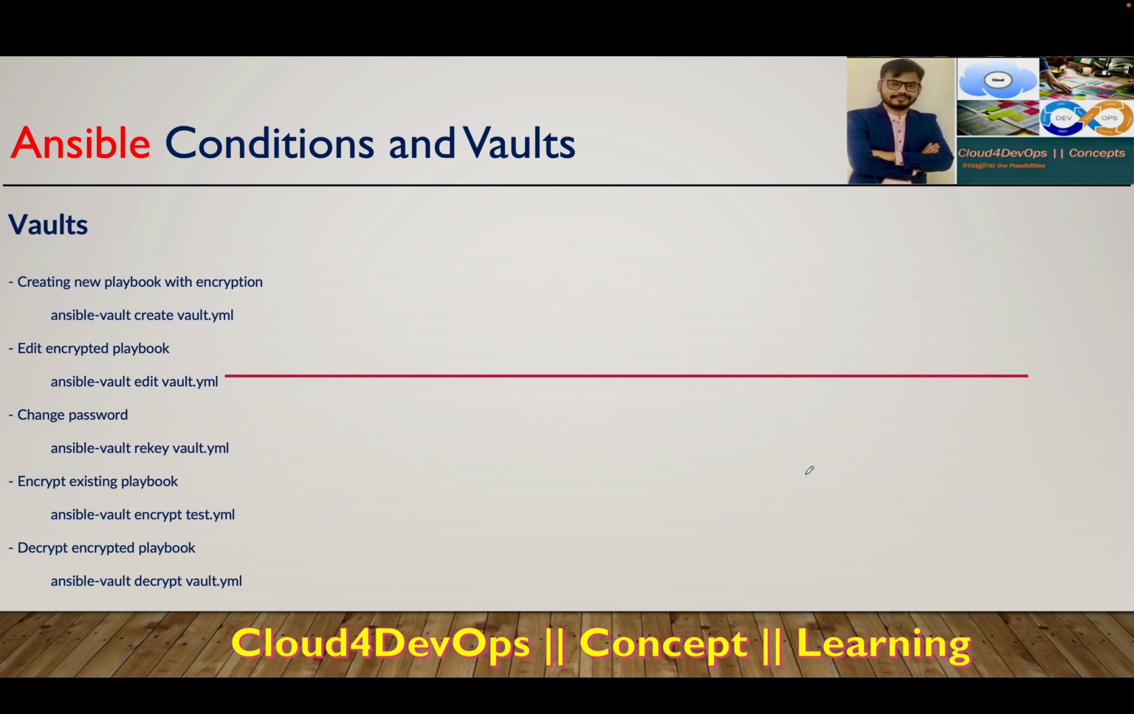Now, coming back to our practical demo, it will be a real quick. Let's say you want to create a new playbook with an encrypted format. Then you have to use ansible-vault create vault.yaml, or whatever file name you have for your playbook. You can edit the encrypted playbook as well. For that, you have to use edit, and it will ask you for the password if it is encrypted.